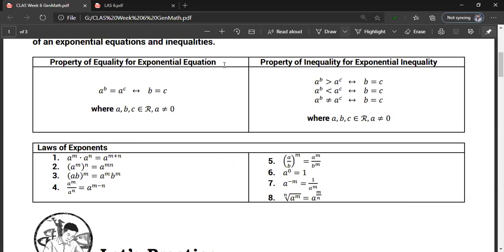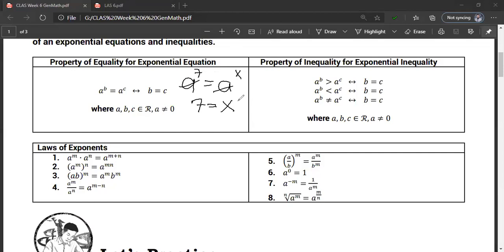Let's take for example, kunwari, a raised to 7 is equal to a raised to x. If we have a raised to 7 equals a raised to x, therefore 7 is equal to x, kasi ica-cancel natin yung bases. Okay? So yan yung gustong sabihin ng property of equality for exponential equation.